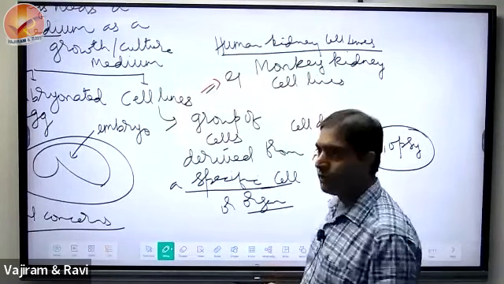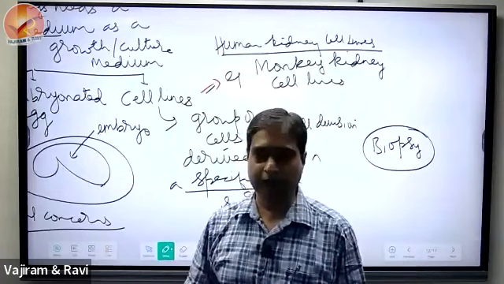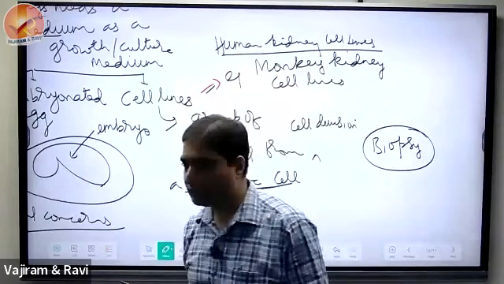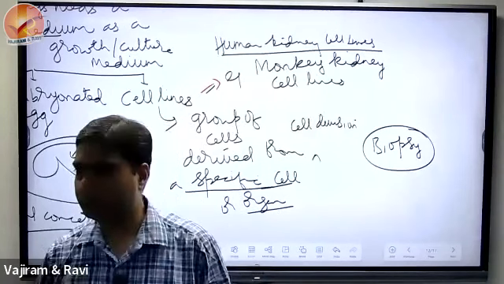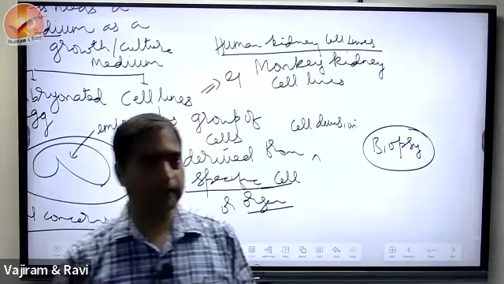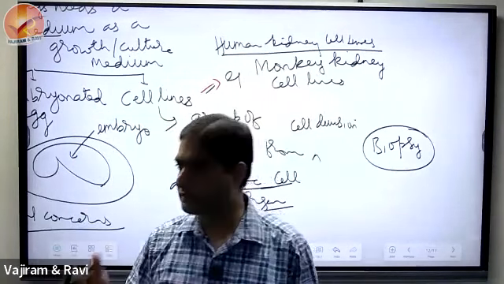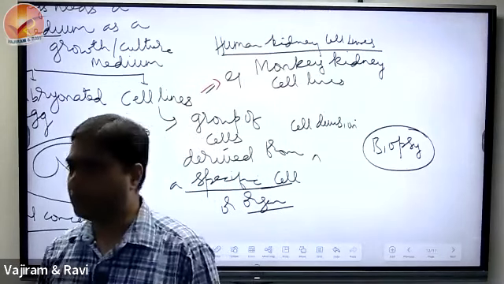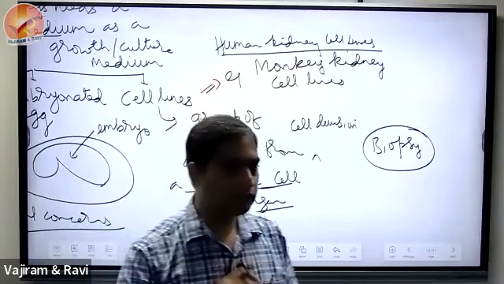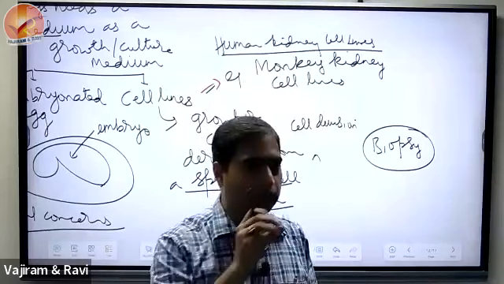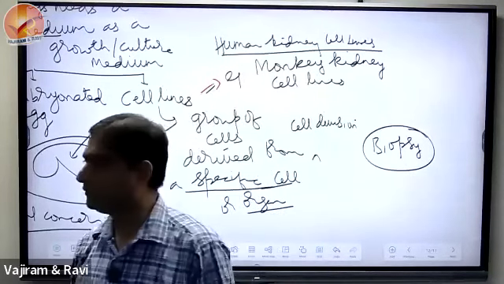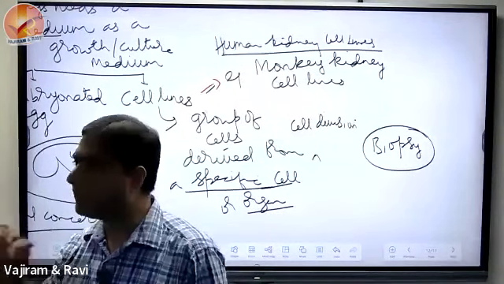So in biopsy, what is the procedure that is adopted? You are extracting a living cell for diagnosis. Suppose a person is suspected of some cancer or other disease. As a confirmatory diagnosis, you have to go for what? Biopsy of that part of the body, whether lung biopsy or liver biopsy. In that biopsy, you are extracting a living tissue.